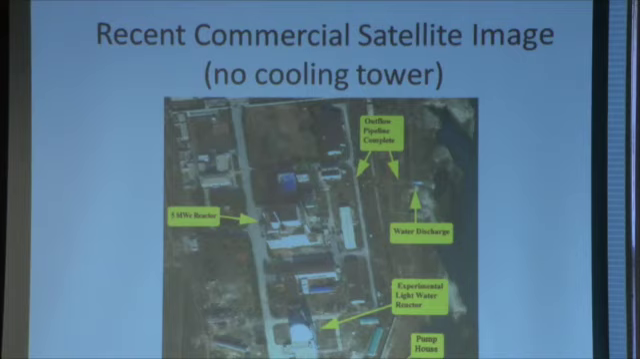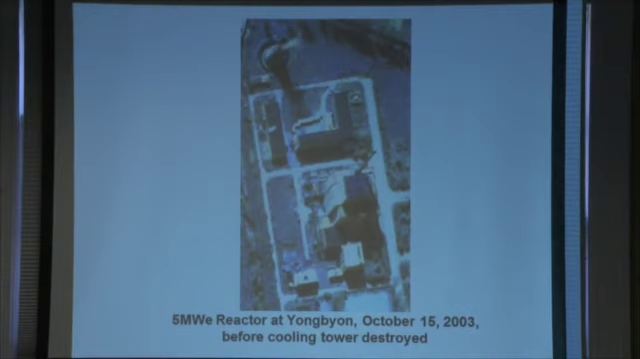Again, here's an overhead image of the reactor. In this satellite image, you can see the cooling tower, you can see the tall stack, and then you can see how high the building is. This is slightly off, straight above the building, and so you can see that it's a tall building.